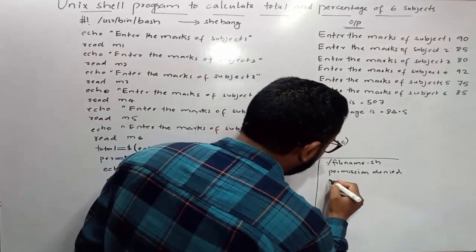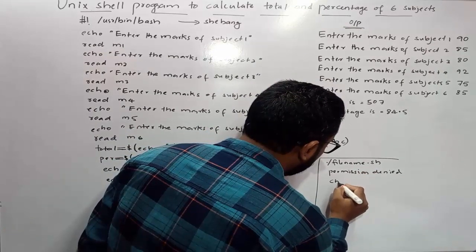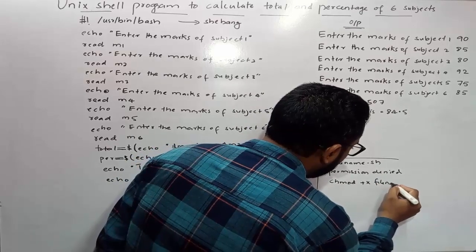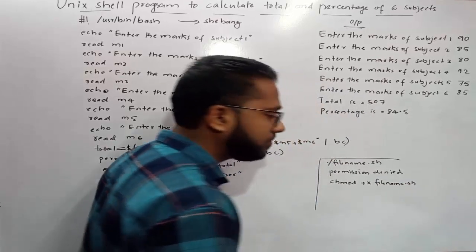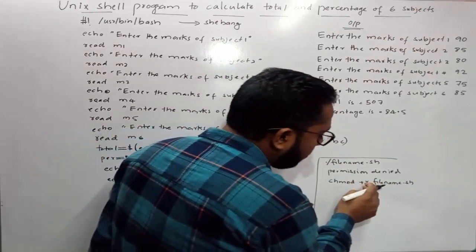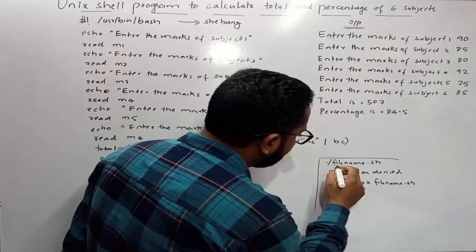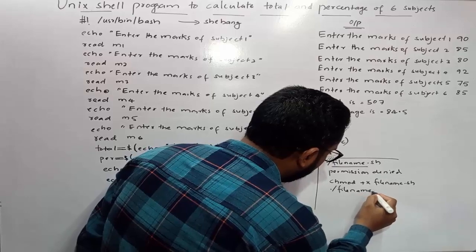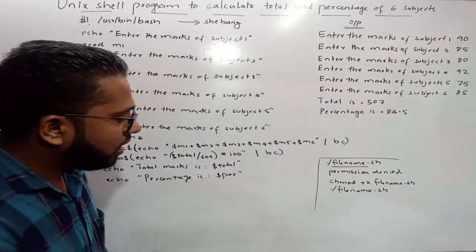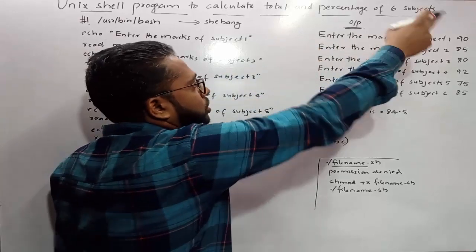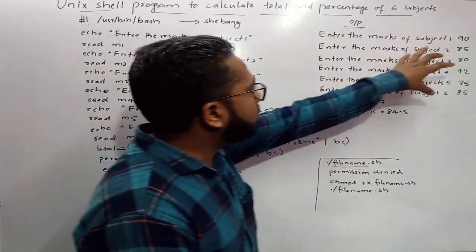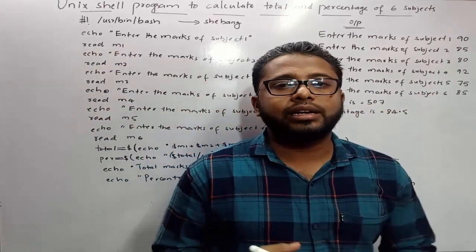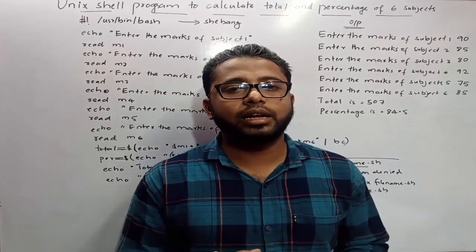So now I will add the executable permission using chmod plus x file name dot sh. Okay, now the executable permission gets added to this file, and now I can use the same command, dot forward slash file name dot sh, and I will get this output like enter the marks of subject 1. Then I need to enter the marks of the different subjects one by one, then it will calculate the total and percentage. Okay, so this is how we can write a Unix shell program to make the total and percentage of 6 marks.